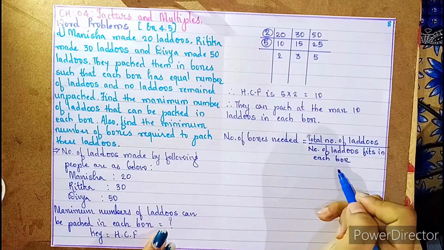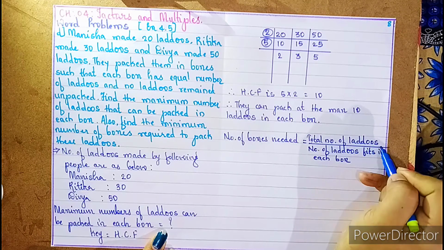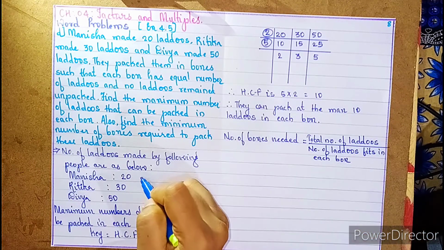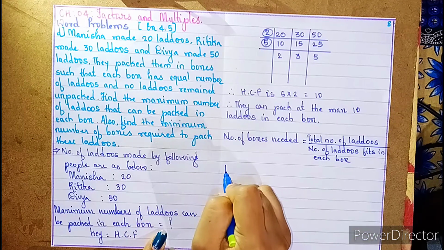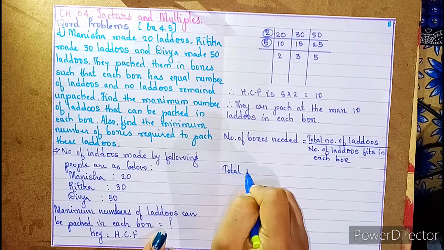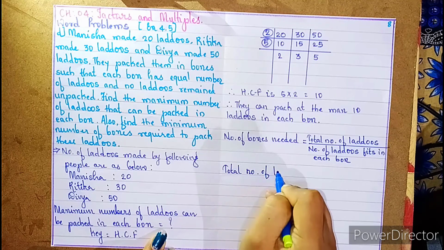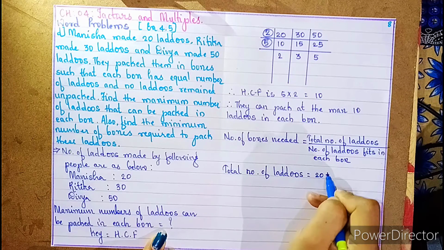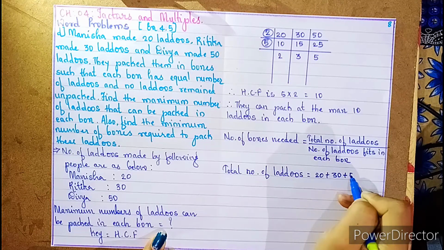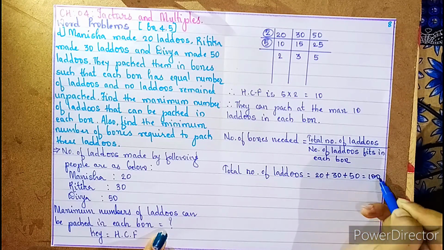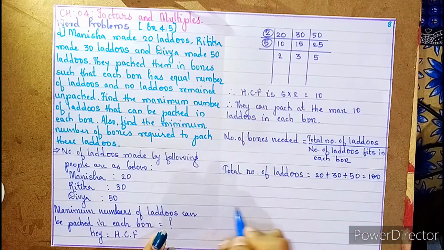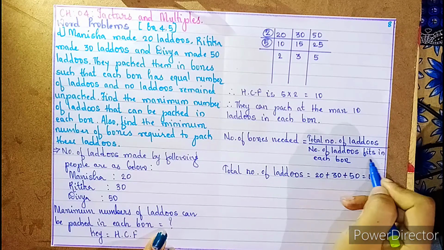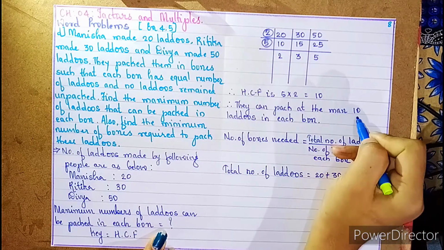So now we have got all the details about the total number of laddus and the number of laddus that fit in each box. So let's count how many laddus there are. Let's first find the total number of laddus. That equals 20 plus 30 plus 50, and that makes 100. Thus there are 100 laddus. So let's find the number of boxes needed by substituting the values.